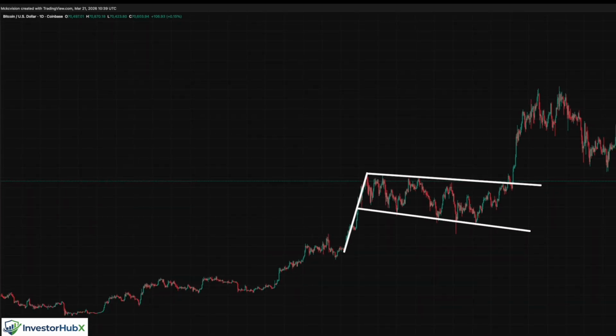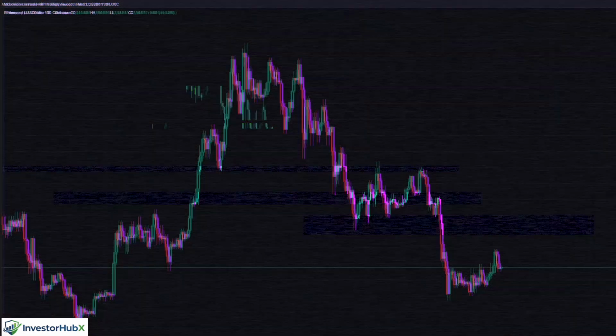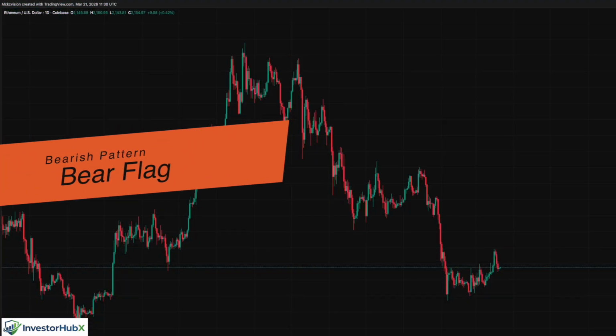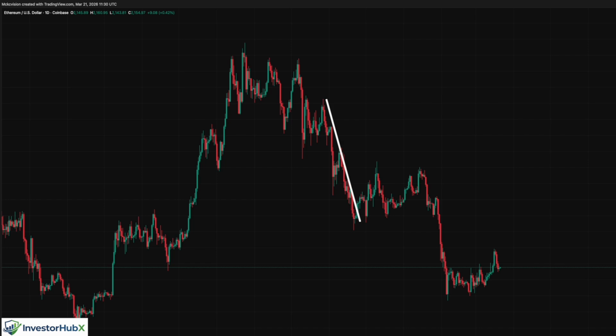To measure the target of the bull flag, we take the length of the flagpole and project it from the breakout point. The target of the bull flag is the point where this measured move ends. This is Ethereum on the daily time frame. Here we have the flagpole, the strong downward move that shows bearish momentum. After that, price begins to consolidate inside this ascending channel, which forms the bear flag.